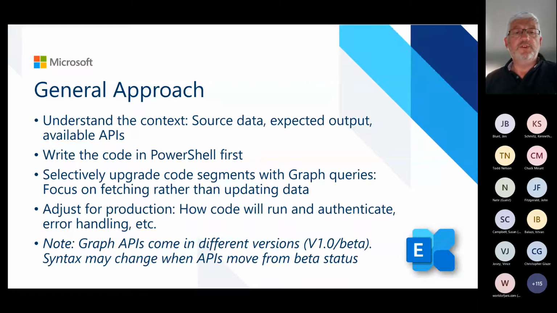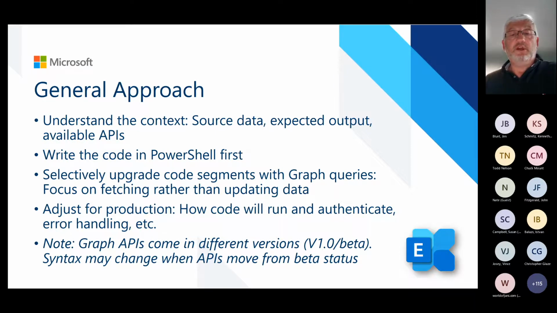Okay, so once you've selectively upgraded your code segments, you can make all the changes you need for production. You know, how the code will run, authenticate, for example. You might use app secrets in testing. You're not going to use them in production. You're probably going to use certificate-based authentication, or you might push some data into Azure Key Vault and read from that or whatever.